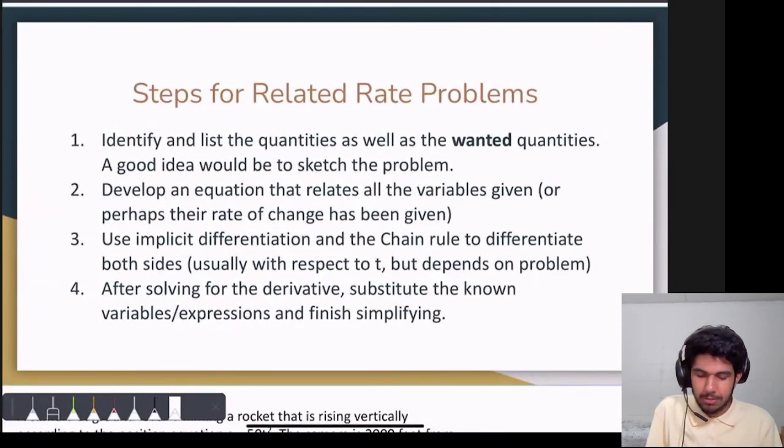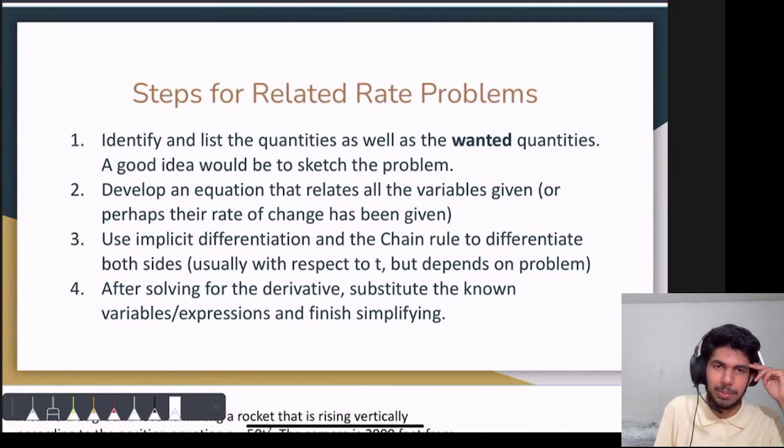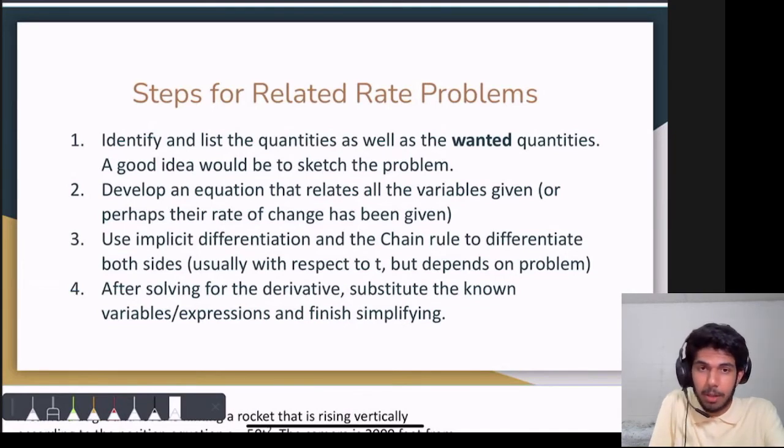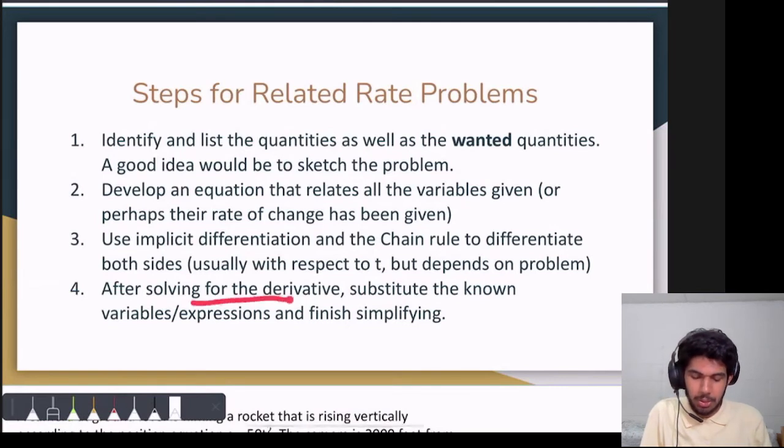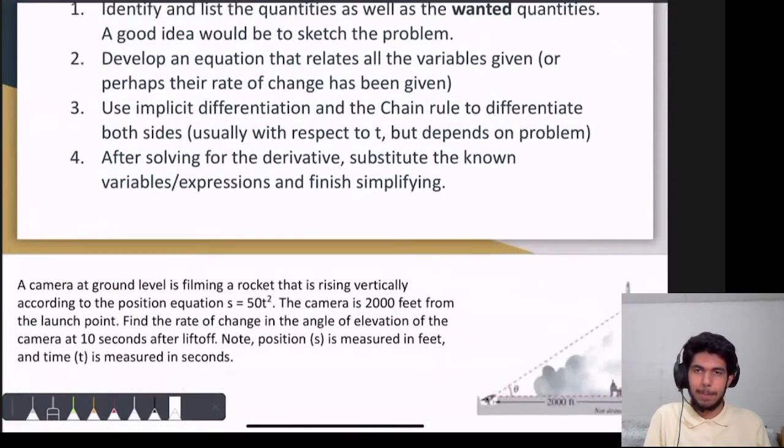Then use implicit differentiation and the chain rule to differentiate both sides. Usually it's with respect to t. Usually we're asking how this is changing with respect to time. But it really depends on the problem, so don't always do t. The majority of the time it is t. Then finally, after you differentiate, make sure you're solving for the derivative. You can substitute the values that you're given, and then you just finish simplifying.